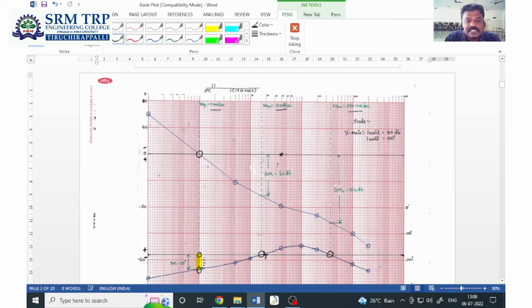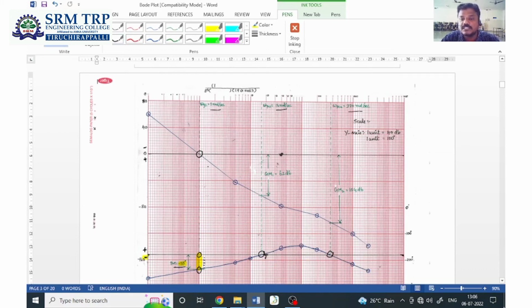Between the 6th and 5th line the intersection point lies, so it is between 60 and 50. I can take 55 degrees. If you observe, this particular range occurs below the minus 180 degree line, and below the minus 180 degree line I have taken the sign convention as minus. So the phase margin is taken as minus 55 degrees.